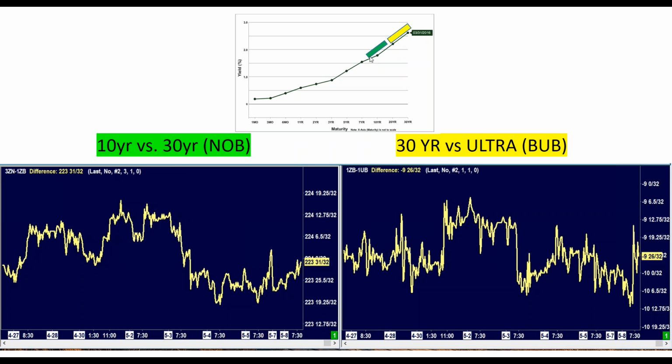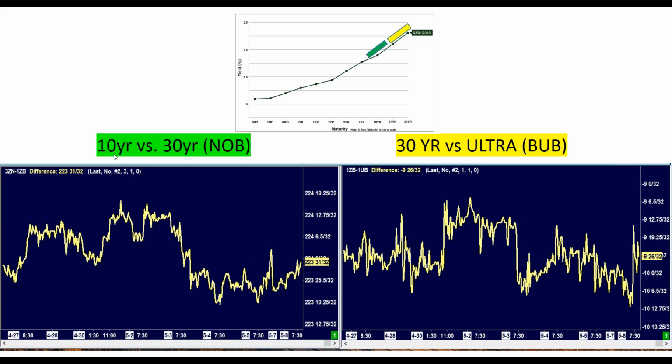Next is 10s against 30s, and 30s against ultras. So the left is the green area right here. The right is going to be this chart right here. What I want you to see with these two charts is the green line up here and the yellow line up here. If this spread was really strong and goes way, way up here, and this spread is really, really weak, goes way down here, can you see how that would present an opportunity? They would be moving in completely different directions, and they're pretty close together on the overall yield curve.